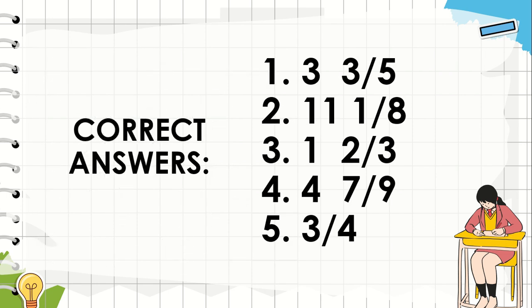Here are the correct answers. For number 1, 3 and 3/5. Number 2, 11 and 1/8. Number 3, 1 and 2/3. Number 4, 4 and 7/9, and number 5, 3/4.